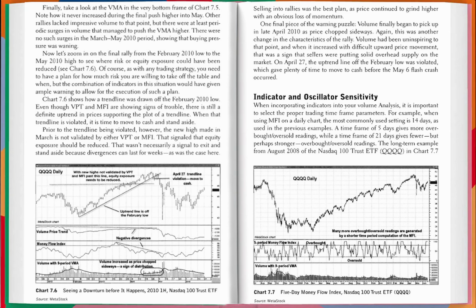Chart 7.6 shows how a trend line was drawn off the February 2010 low. Even though VPT and MFI are showing signs of trouble, there is still a definite uptrend in prices supporting the plot of a trend line. When that trend line is violated, it is time to move to cash and stand aside. Prior to the trend line being violated, however, the new high made in March is not validated by either VPT or MFI. That signaled that equity exposure should be reduced.